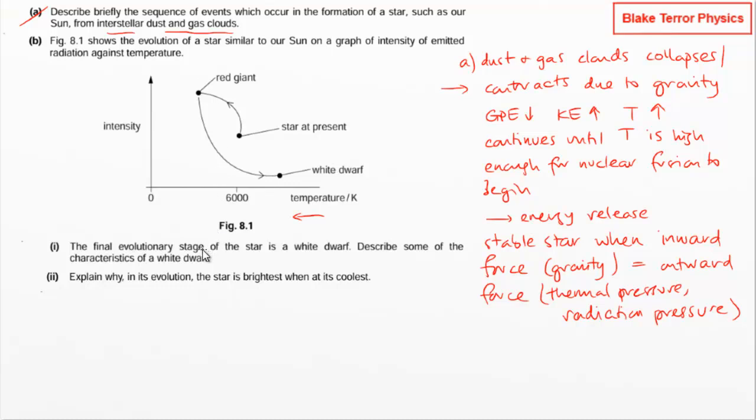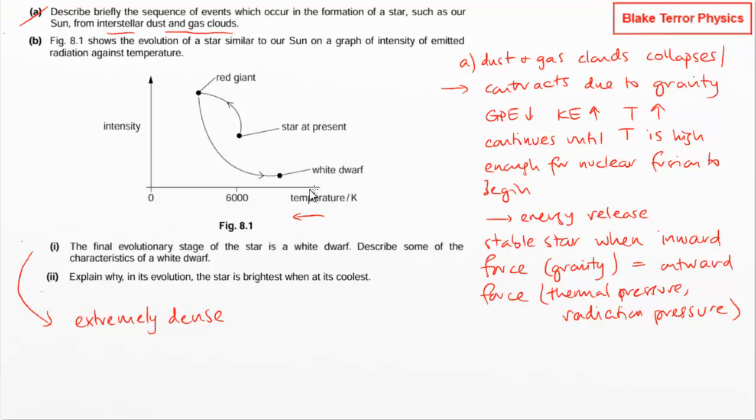The final evolutionary stage of the star is a white dwarf. Describe some of the characteristics of a white dwarf. Again, you don't have to be completely thorough and complete on every single property here. But let's say it is extremely dense. I mean, it really is. You're looking at tens of kilometers across for these white dwarfs. These are the cores of these red giant stars after they've become planetary nebulae. So they're extremely dense.